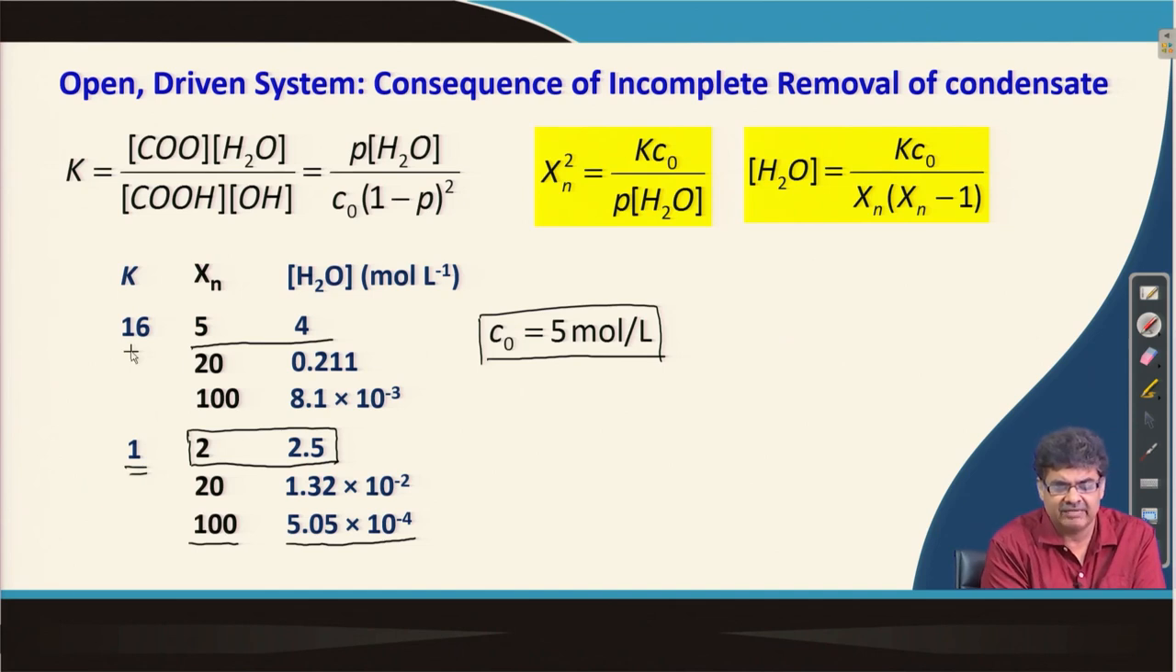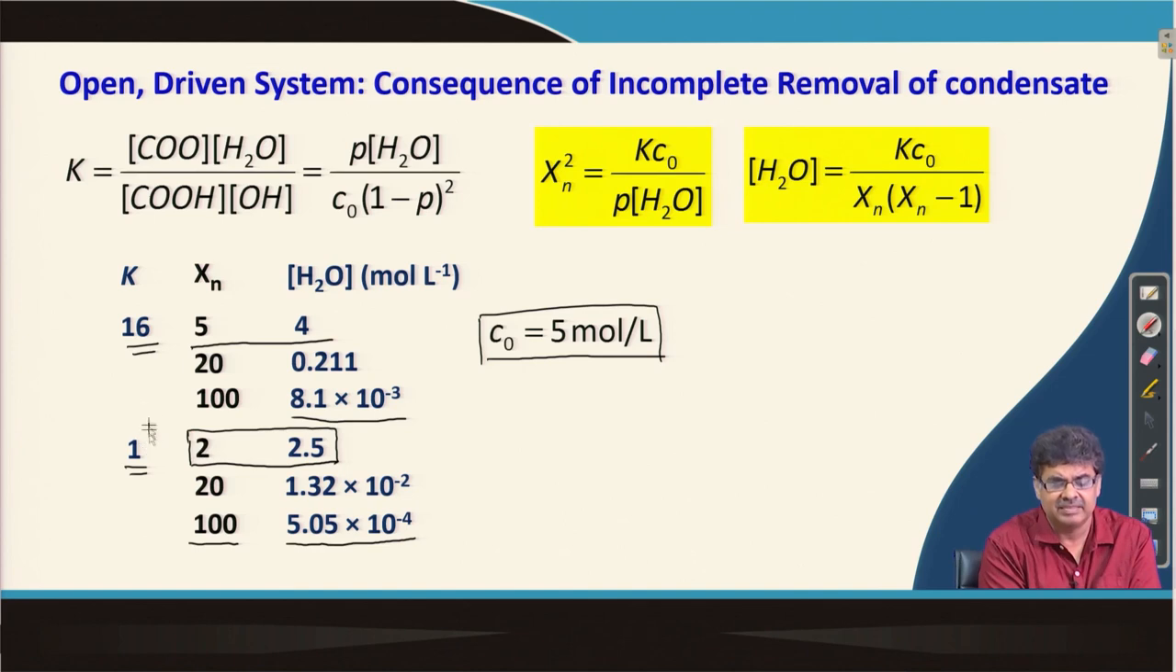If we increase the K value to 16, then we can afford to keep a little higher amount of H2O. So in this case, it will be H2O 8 into 10 to the power minus 3. So this table shows you that if the K value of the reaction is higher and higher, then we can afford to keep a higher amount of H2O in the reaction mixture to build high molecular weight.